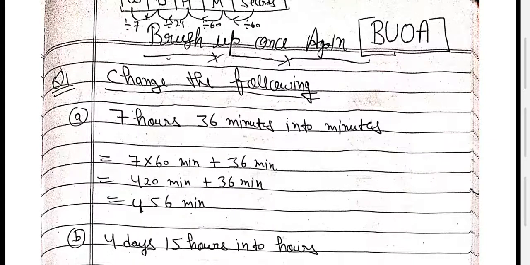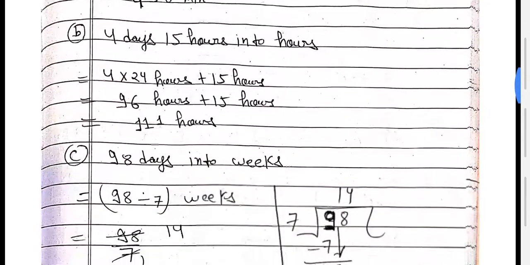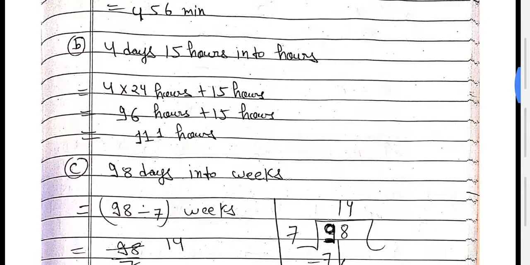You remember that previous table as I told you for the conversion table, when you convert hour into minute, you have to multiply by what? 60. Now convert 4 days 15 hours into hour. When you convert days into hour, you have to multiply by 24 from that table. Write 4 as it is. Now multiply by 24, it becomes hour.